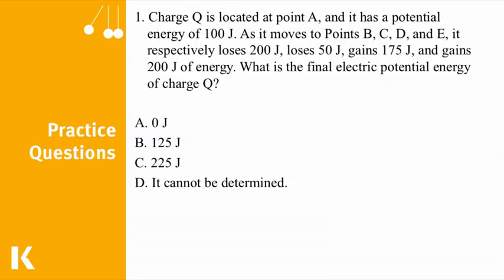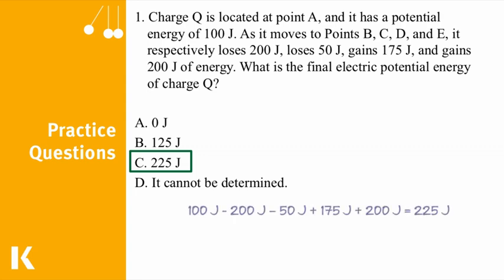Now let's take a moment to practice by calculating the answer to question number 1. The correct answer is C. Here we are asked what the final electric potential energy of charge Q is, and changes in potential energy are state functions. That means we can calculate each change individually and add them together, and that will give us the final total change. Running through the math of beginning with 100, losing 200, losing 50, gaining 175, and gaining 200, the end result is 225 joules.